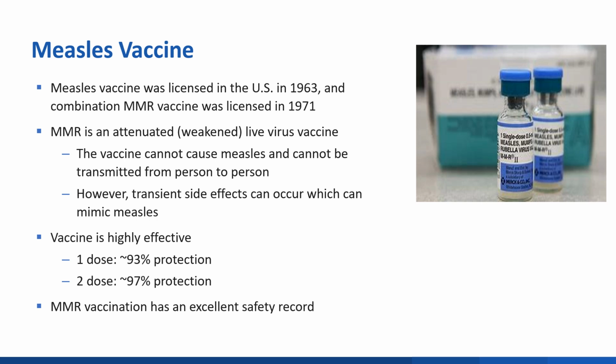MMR vaccination is highly effective. It's estimated that a single dose provided at the typical schedule, which in the US is after 12 months of age, is about 93% protective against measles, and 2 doses provide about 97% protection. MMR also has an excellent safety record, and we'll discuss vaccine side effects in a few slides.